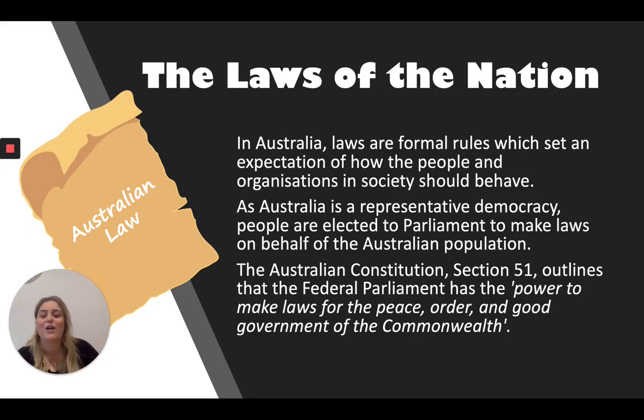So, laws of a nation. Here in Australia, we have laws that are formal rules which set an expectation of how people and organisations in society should behave. As Australia is a representative democracy, people are elected to Parliament to make laws on behalf of the Australian population. Our Constitution, in section 51, outlines that the federal parliament has the power to make laws for the peace, order and good government of the Commonwealth.